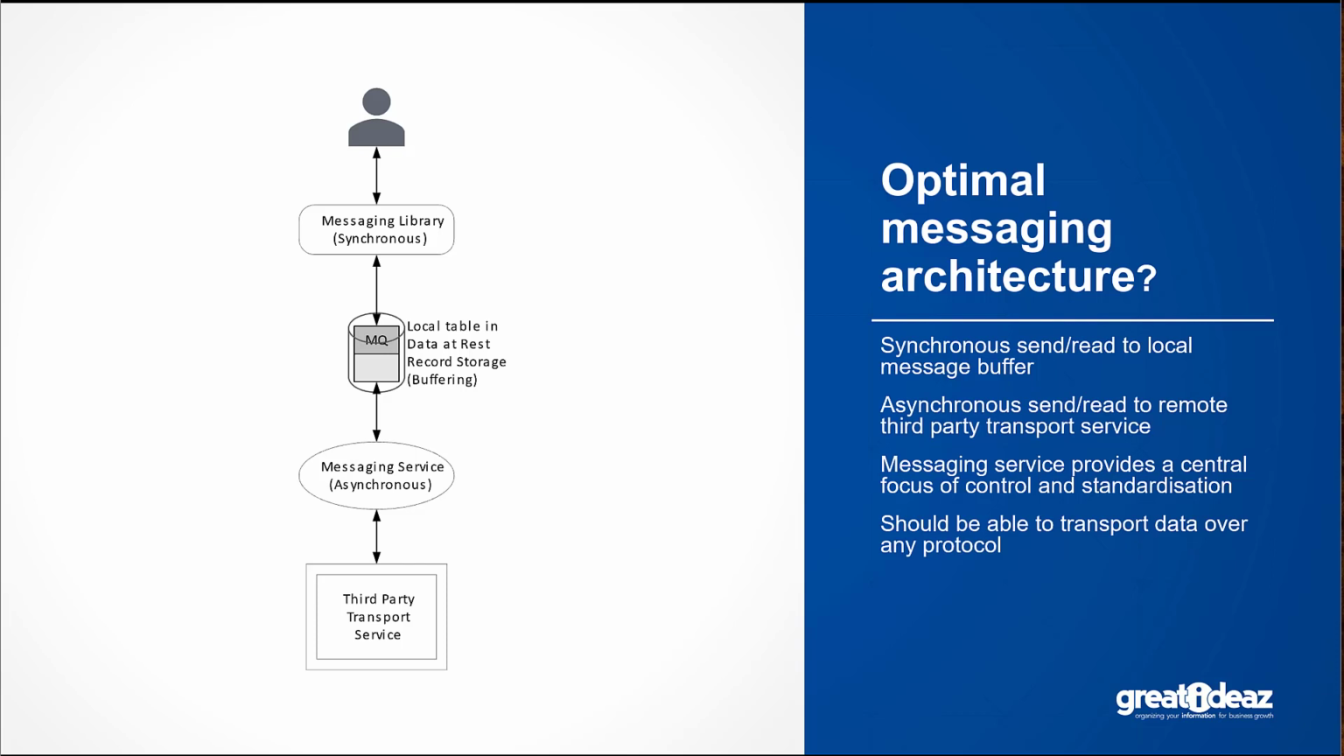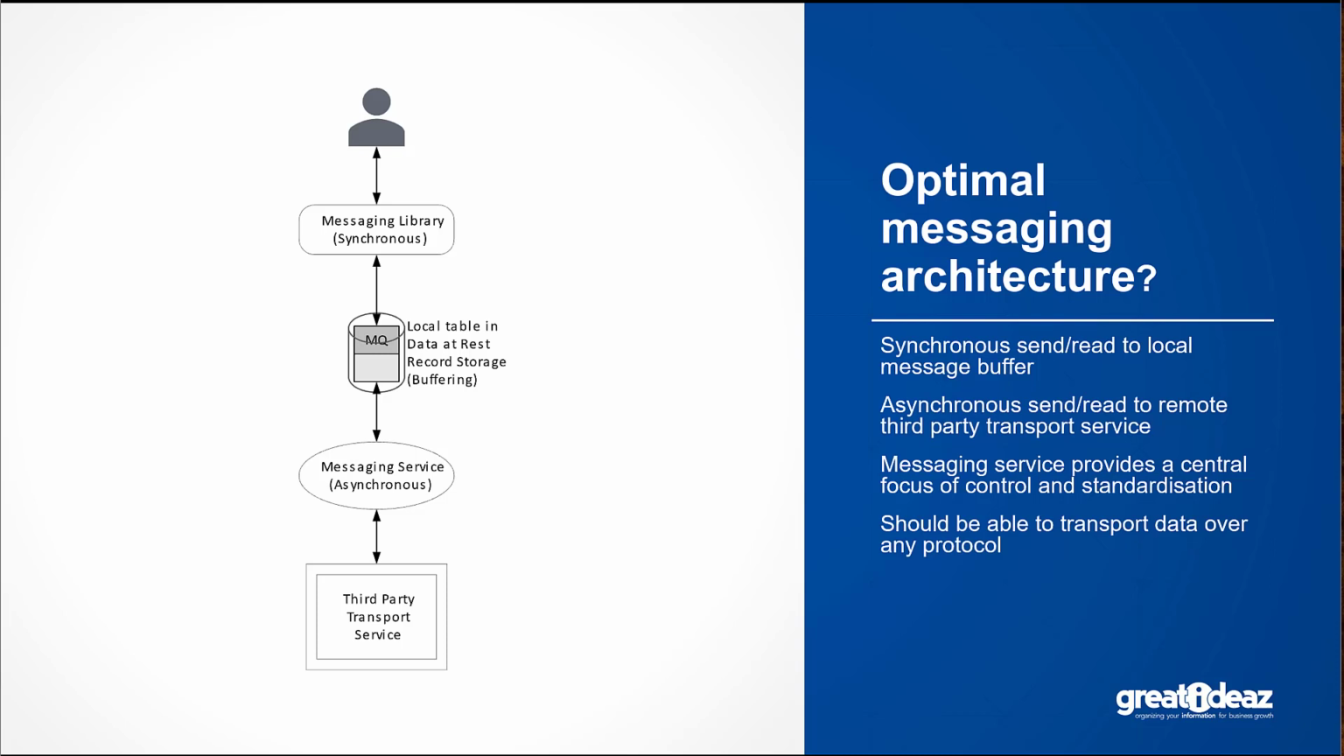So here is where my buffering occurs. I want to send a message, let's say it's got 100 bytes of data. I'm going to use my messaging library to synchronously put that data into a local table in my data at rest storage. This would be my message queue table, and that would be buffered. That local call, that synchronous transfer of information, securely takes the data from my user or my workflow application and puts it into a buffer table in my local data at rest storage.